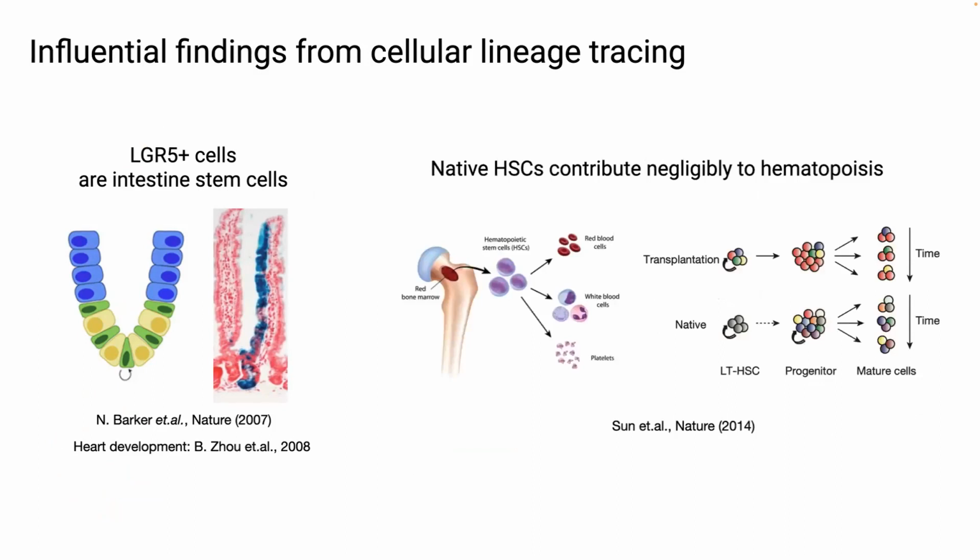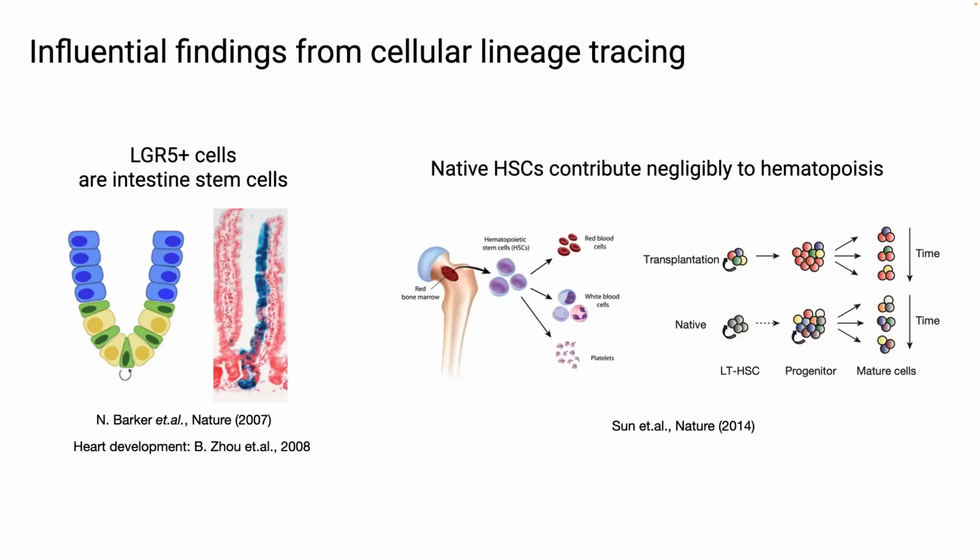Another interesting study is in the context of hematopoiesis. By using transplantation assays, a long time ago, people established that HSCs can give rise to all the different downstream fate outcomes. However, this is a result established from transplantation. So it's very unclear whether HSCs directly generate all the different downstream fate outcomes in a native context where we do not have any perturbations.